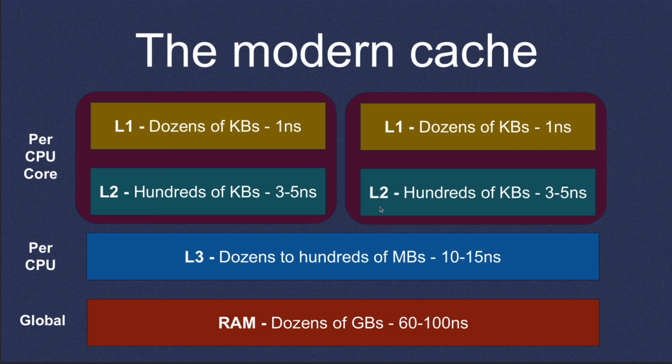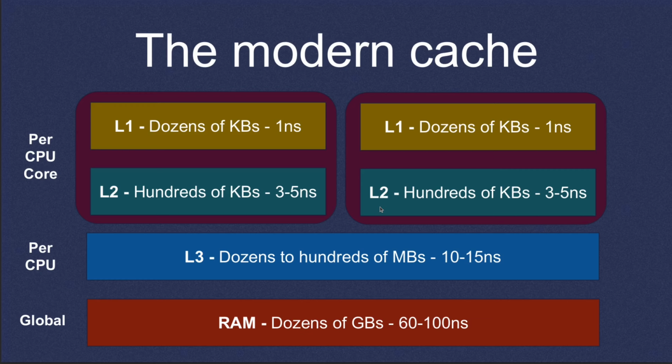Then for every CPU core, what you have is the L1 and L2 cache. The L2 is a more general purpose cache. It's hundreds of kilobytes, usually 256 or at most 500 kilobytes in very high-end CPUs. And it's much faster to access. It's like 3 to 5 nanoseconds to access.